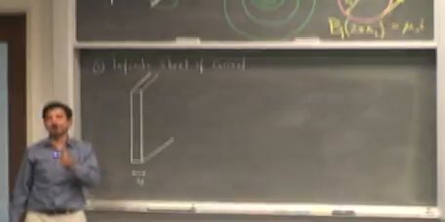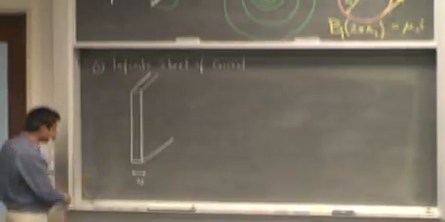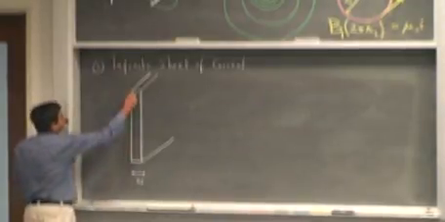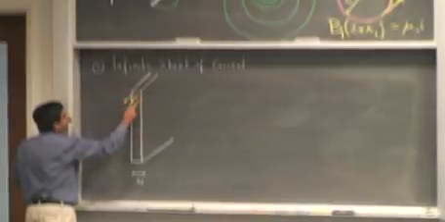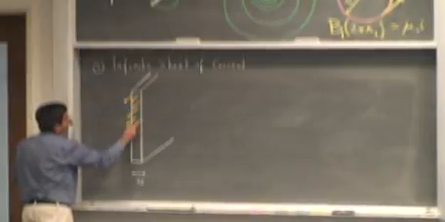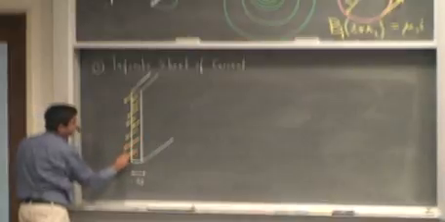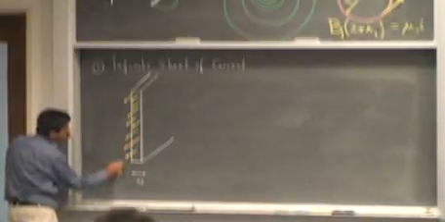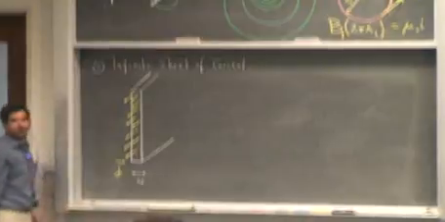But I've only drawn a section of it. And it's carrying a current. Suppose that current is coming out of the sheet, like this, okay? And it's a uniform current. Suppose this current density is J, small j.